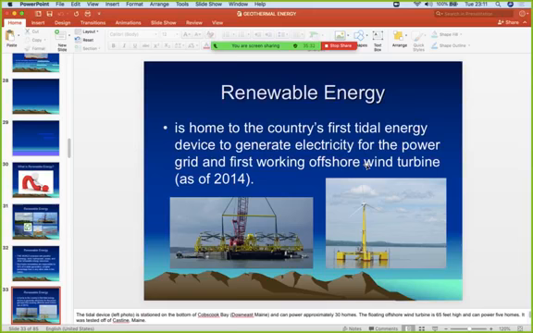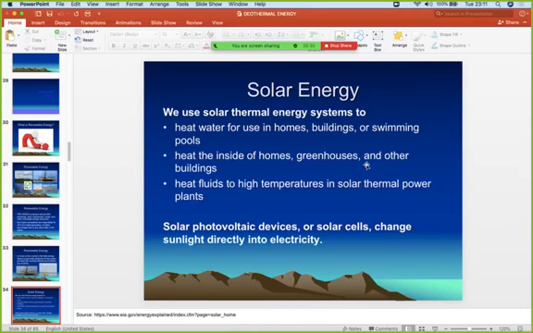We have also the first working offshore wind turbine. So normally wind turbines operate at hilly places or mountainside. So there's a lot of supply of good wind. So we have also, aside from other renewables, the solar energy. So this is the solar thermal energy system. This is used for heating water for homes, or greenhouses and other buildings. Heat fluids to high temperature in solar thermal power plants.